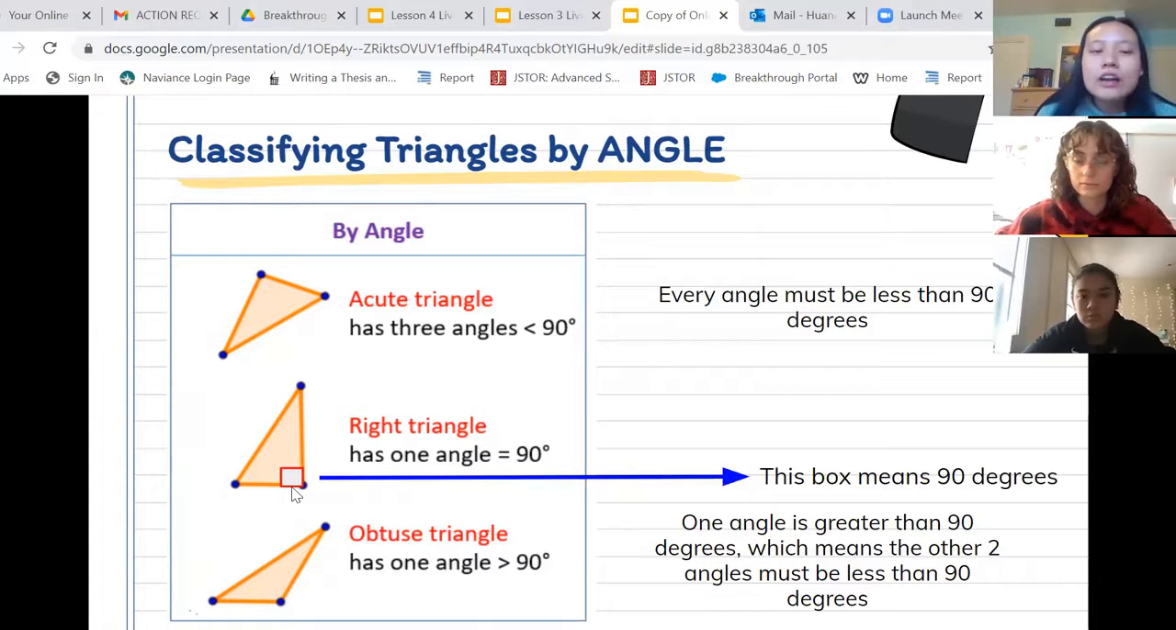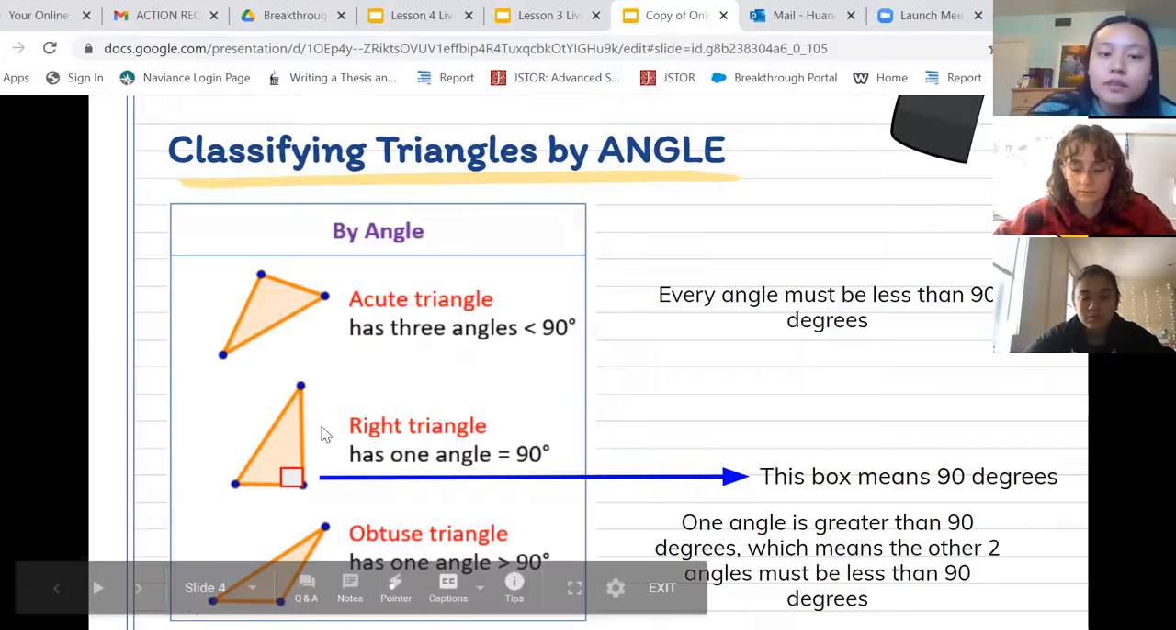And class, again, what does the sum of all three angles in a triangle add up to? 180 degrees. Perfect. So that means that since the right and obtuse triangles both have an angle that's either equal to or greater than 90 degrees, that means the other two angles must be less than 90 degrees, because if we have 90 plus 90 plus 90, that would be greater than 180 degrees. So we need all of them to be less than 90 degrees.